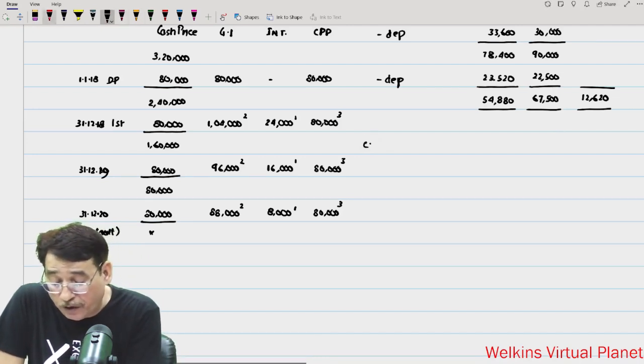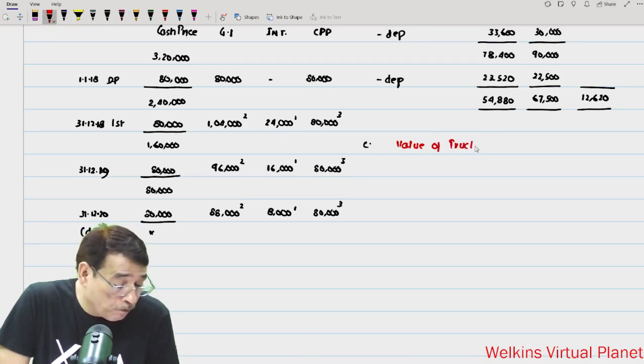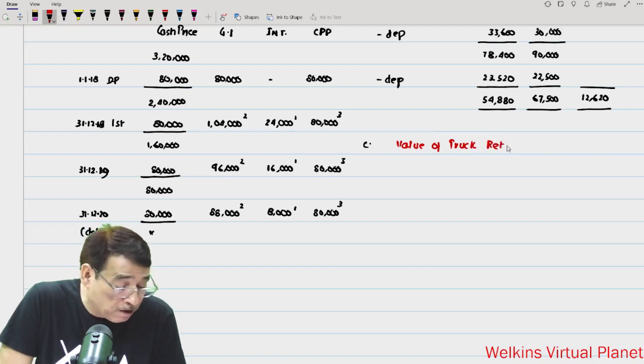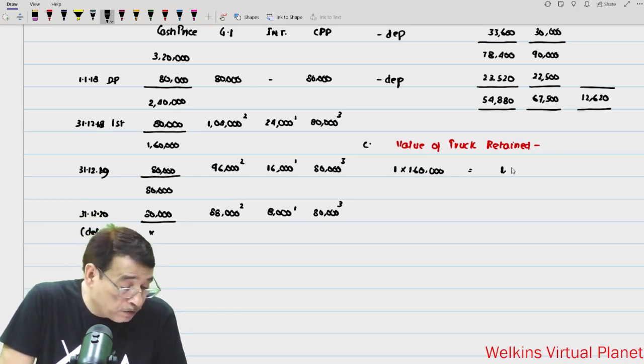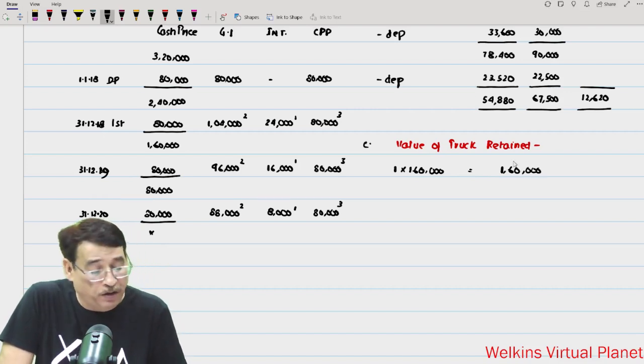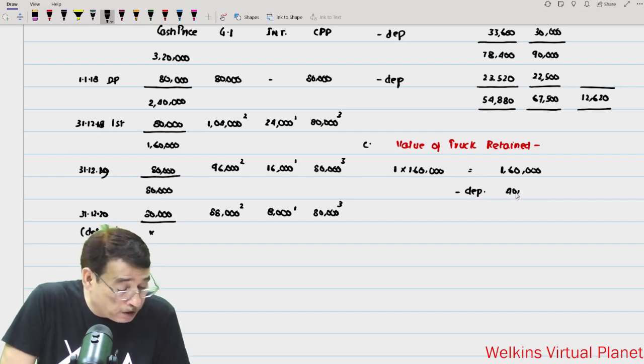Now, next step is value of the goods. Value of truck retained. Now, value of truck retained means the truck which is still with the buyer, correct? And we know that cost will be 1 into 160,000. That is equal to 160,000. Actually, there is no need to do any working because value of one truck will be equal to 67,500 as we have already computed. Isn't it? Depreciation for the first year will be 40,000. So 120,000.